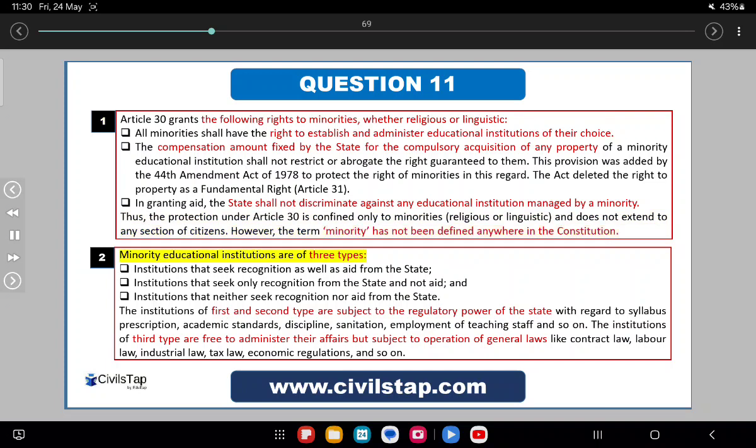Minority educational institutions are of three types: institutions that seek recognition as well as aid from the state; institutions that seek only recognition from the state and not aid; and institutions that neither seek recognition nor aid from the state. The institutions of the first and second type are subject to the regulatory power of the state with regard to syllabus prescription, academic standards, discipline, sanitation, employment of teaching staff and so on. The institutions of the third type are free to administer their affairs but subject to the operation of general laws like contract law, labor law, industrial law, tax law, economic regulations, and so on.